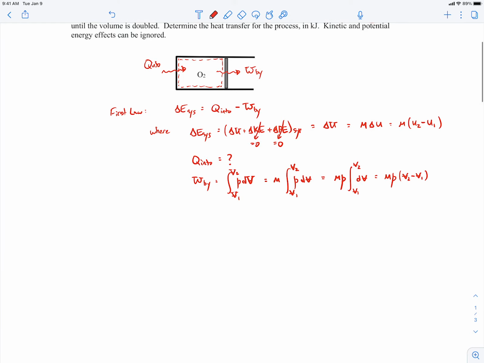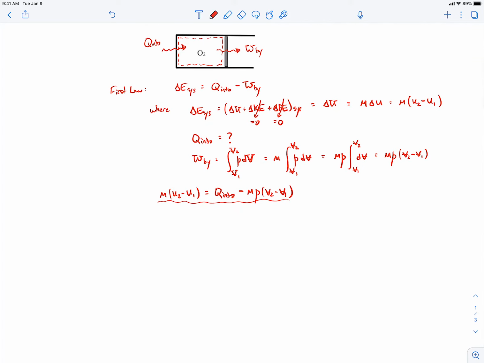So let's go ahead and substitute these back into our first law expression. So on the left-hand side I have mass times U2 minus U1. The right-hand side I have Q into minus mass times pressure times V2 minus V1. Okay, so this is what we have from our first law expression.